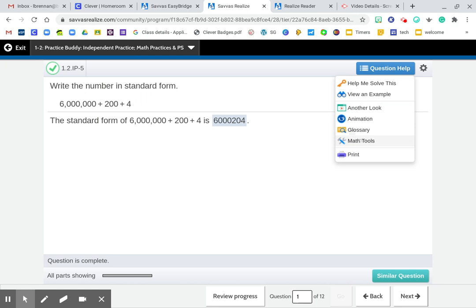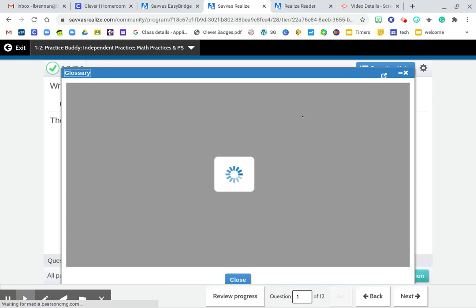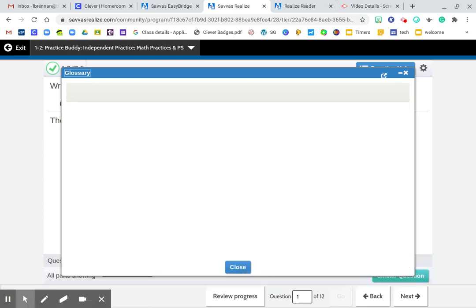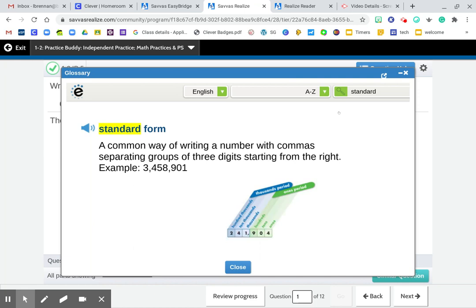I can go to the math tools if I think that would help. I can go to the glossary. If I didn't know what standard form meant, I go to the glossary. Glossary is where all your vocabulary words are. So I can go and it will actually read it to you too. So if I forget, what does standard form mean? I don't know what that means. I forget. So I can click on that and it will read the definition to me.